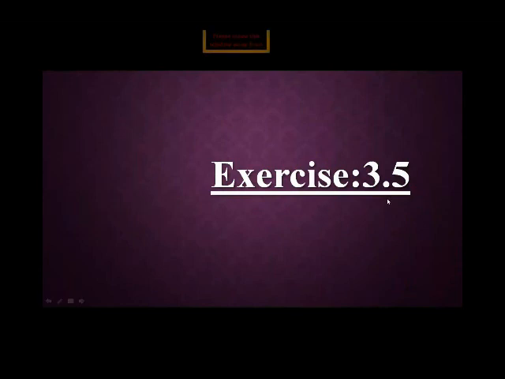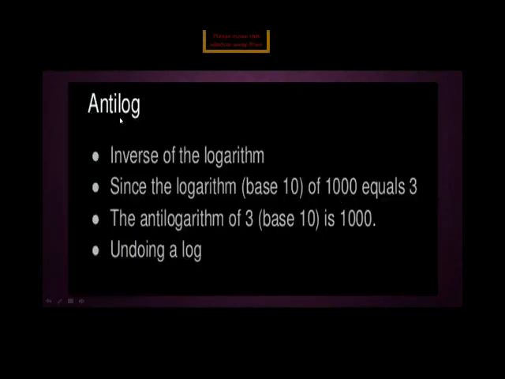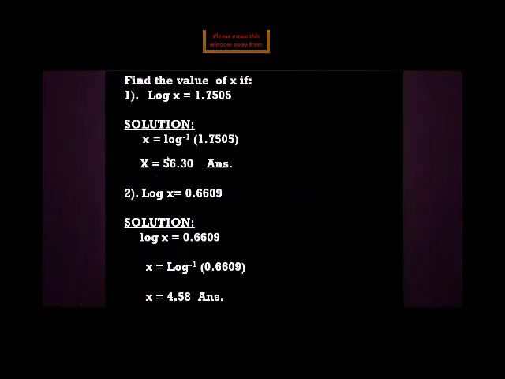Now exercise 3.5. Here we discuss antilog. What is antilog? It is the inverse of logarithm. Since the logarithm with base 10 of 1000 equals 3, the antilog of 3 base 10 is 1000. Log is the inverse of antilog, and antilog is the inverse of log. So here, find the value of x.